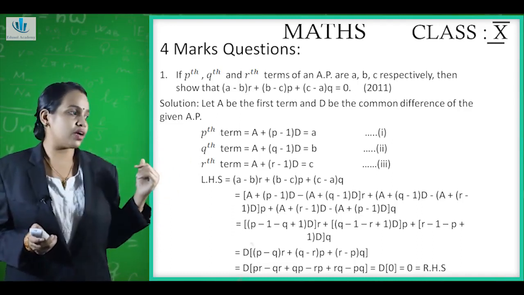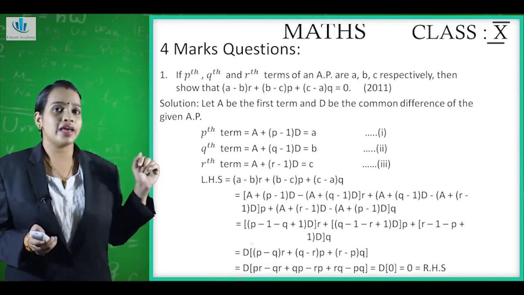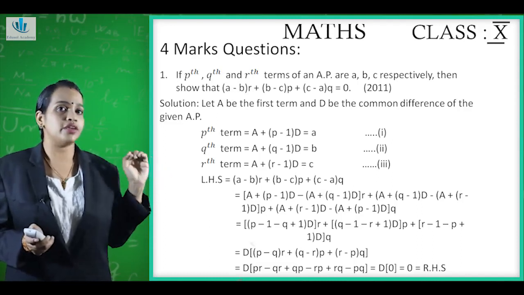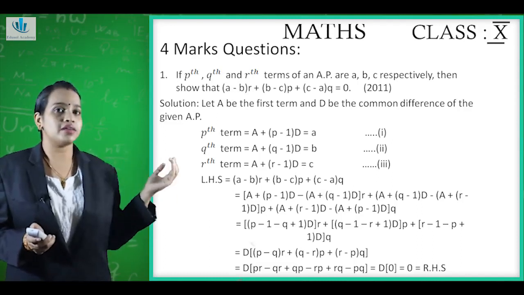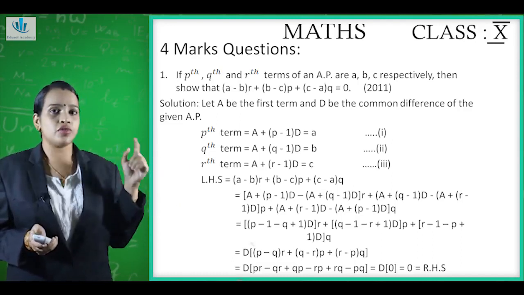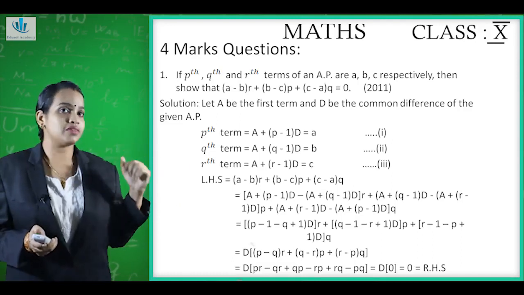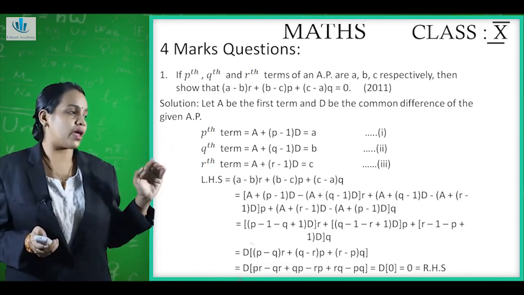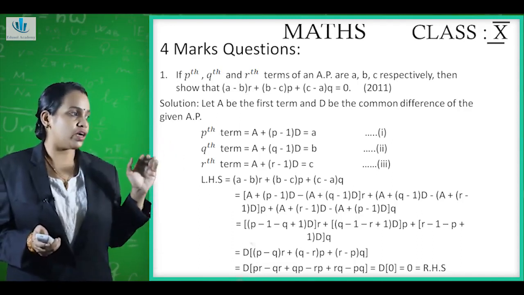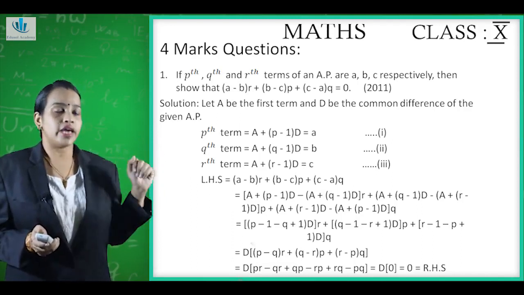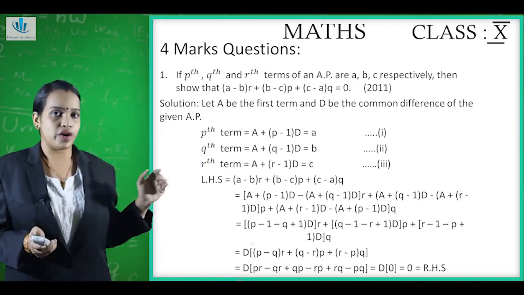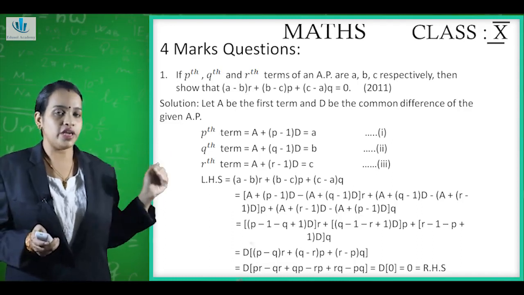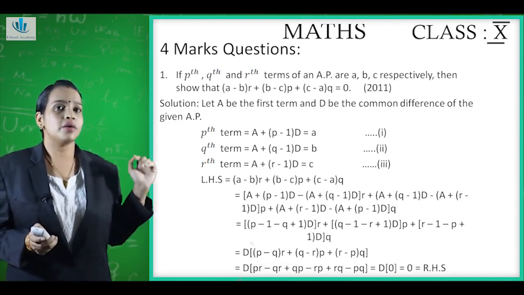Now the left hand side of the question is given as A minus B into R plus B minus C into P plus C minus A into Q. Now you know the values of A, B and C from equations 1, 2 and 3. So we will put the values of A and B and C from equations 1, 2 and 3. So it becomes A plus P minus 1 into D minus A plus Q minus 1 into D into R plus B minus C.